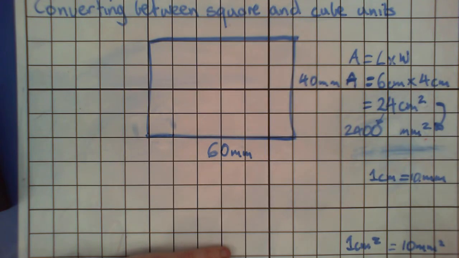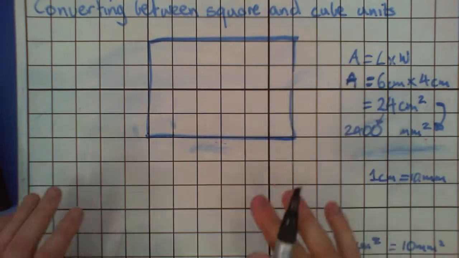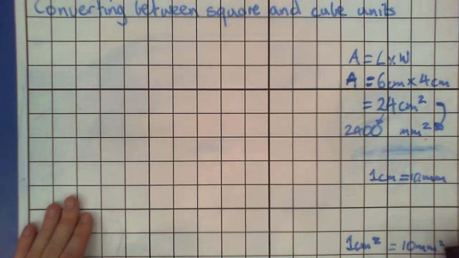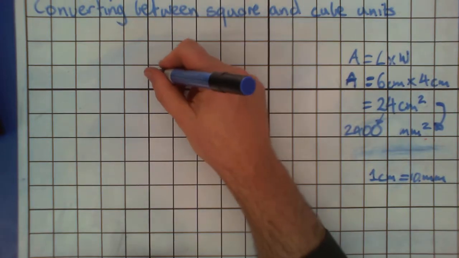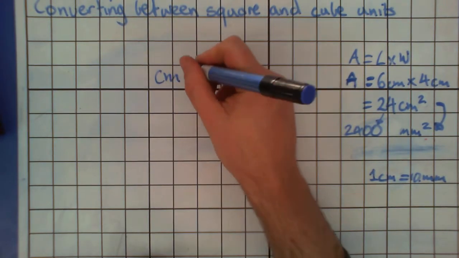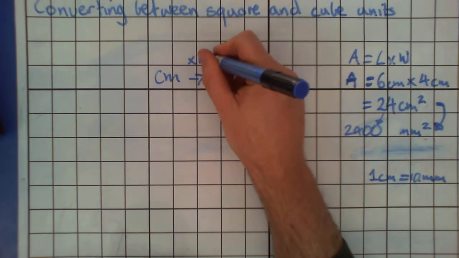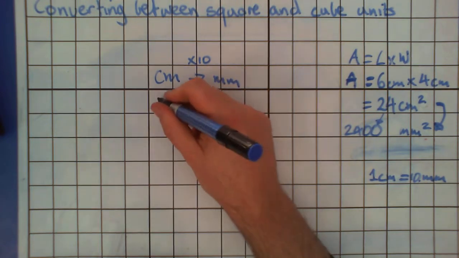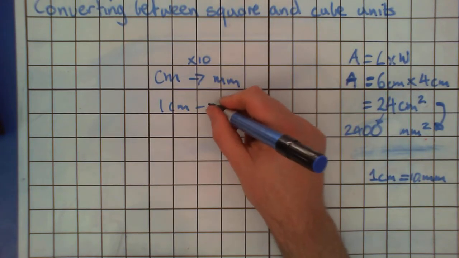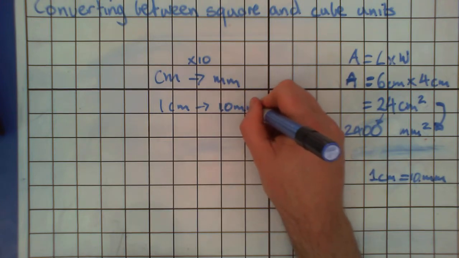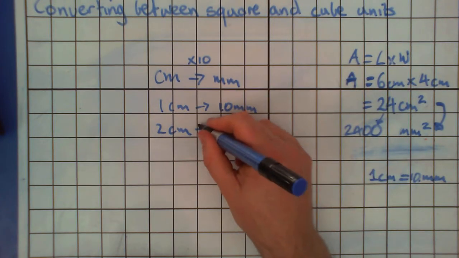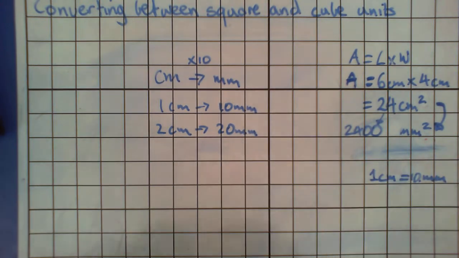Okay? And there's a little trick. Now what you've hopefully can see is that to get from 24 to 2,400, we've had to times it by 100. There's a little trick with how we can remember how to do that. Okay? The little trick. When we convert centimeters to millimeters, okay, we need to multiply by 10. That's simply, well, 1 centimeter gives us 10 millimeters. Okay, 2 centimeters times by 10 gives us 20 millimeters, and so on. That should be pretty comfortable.